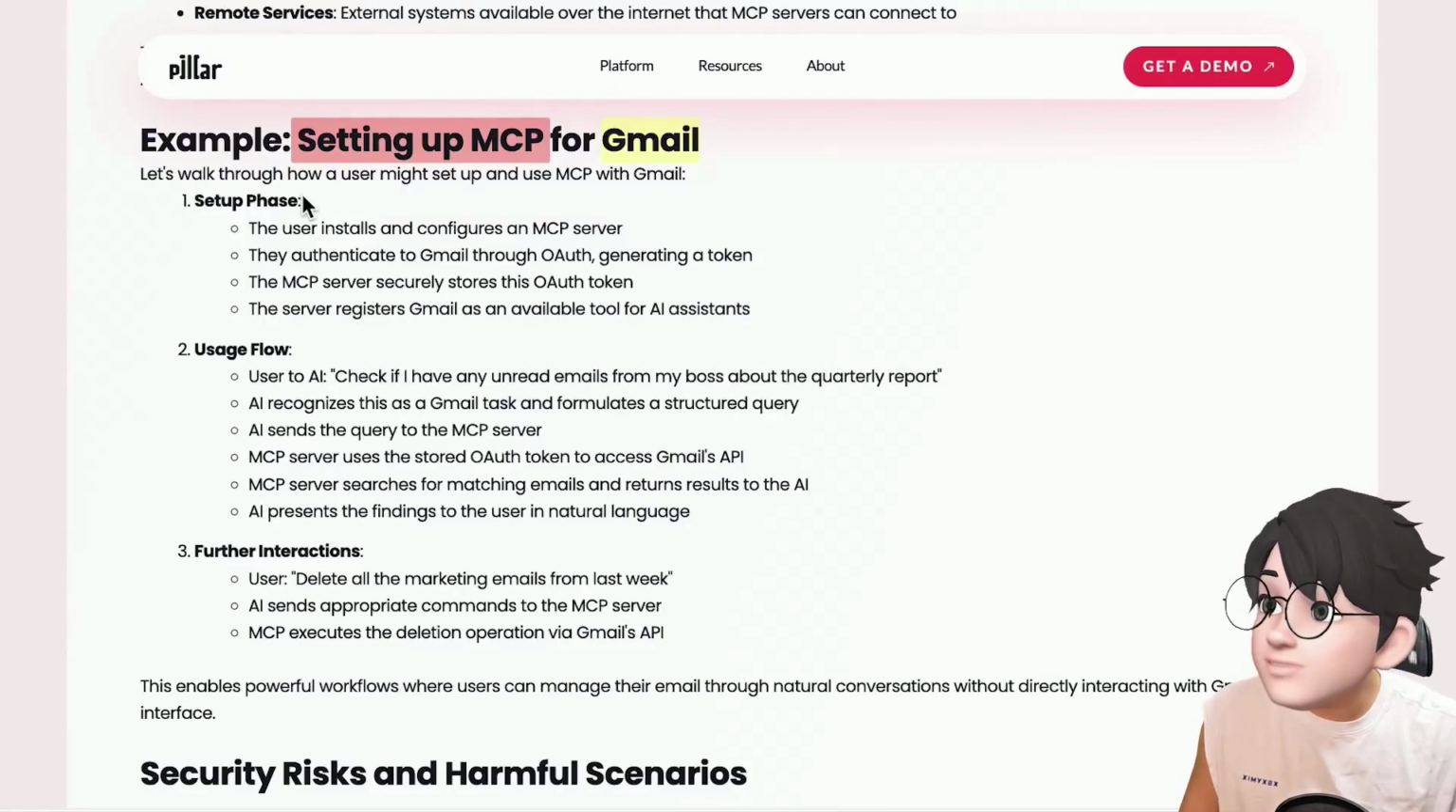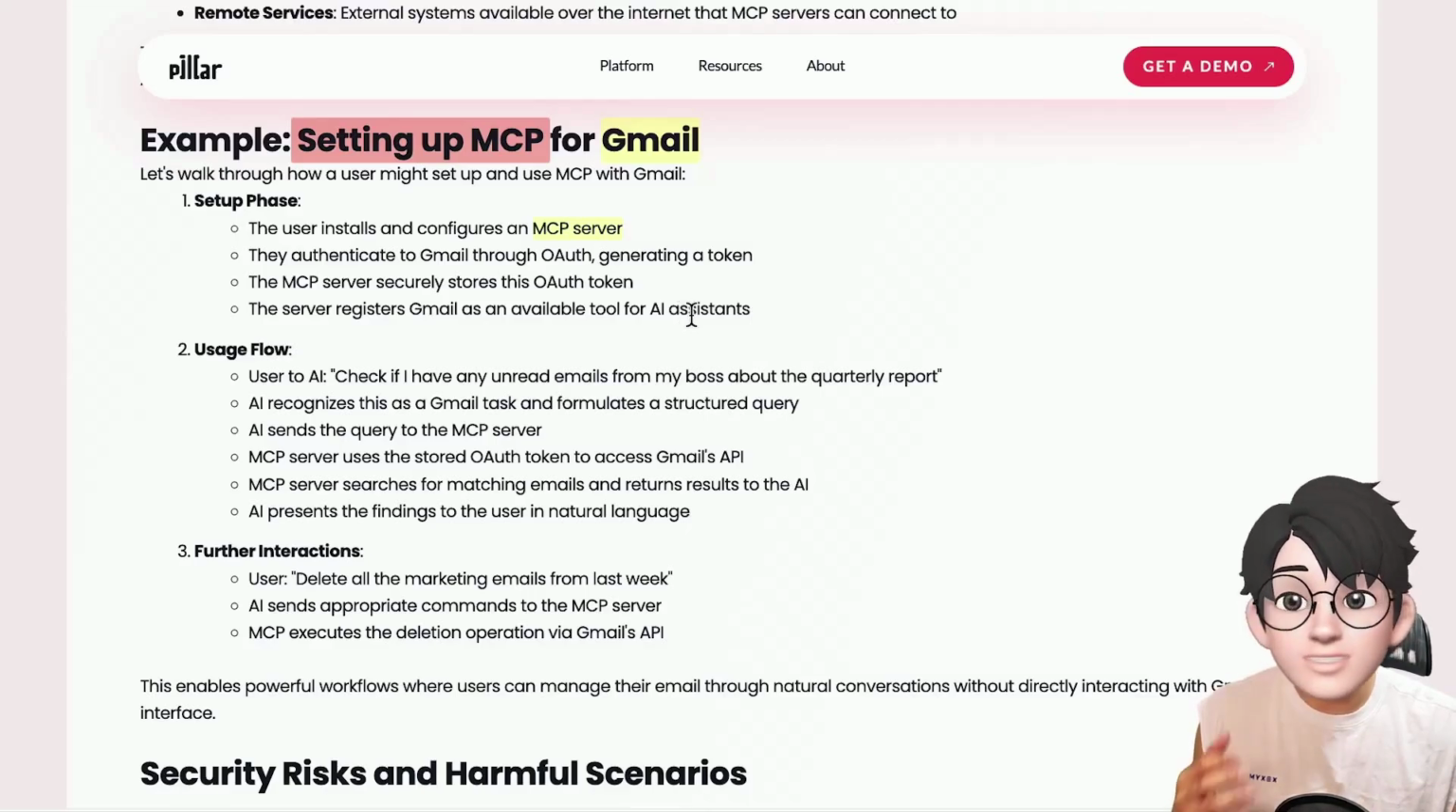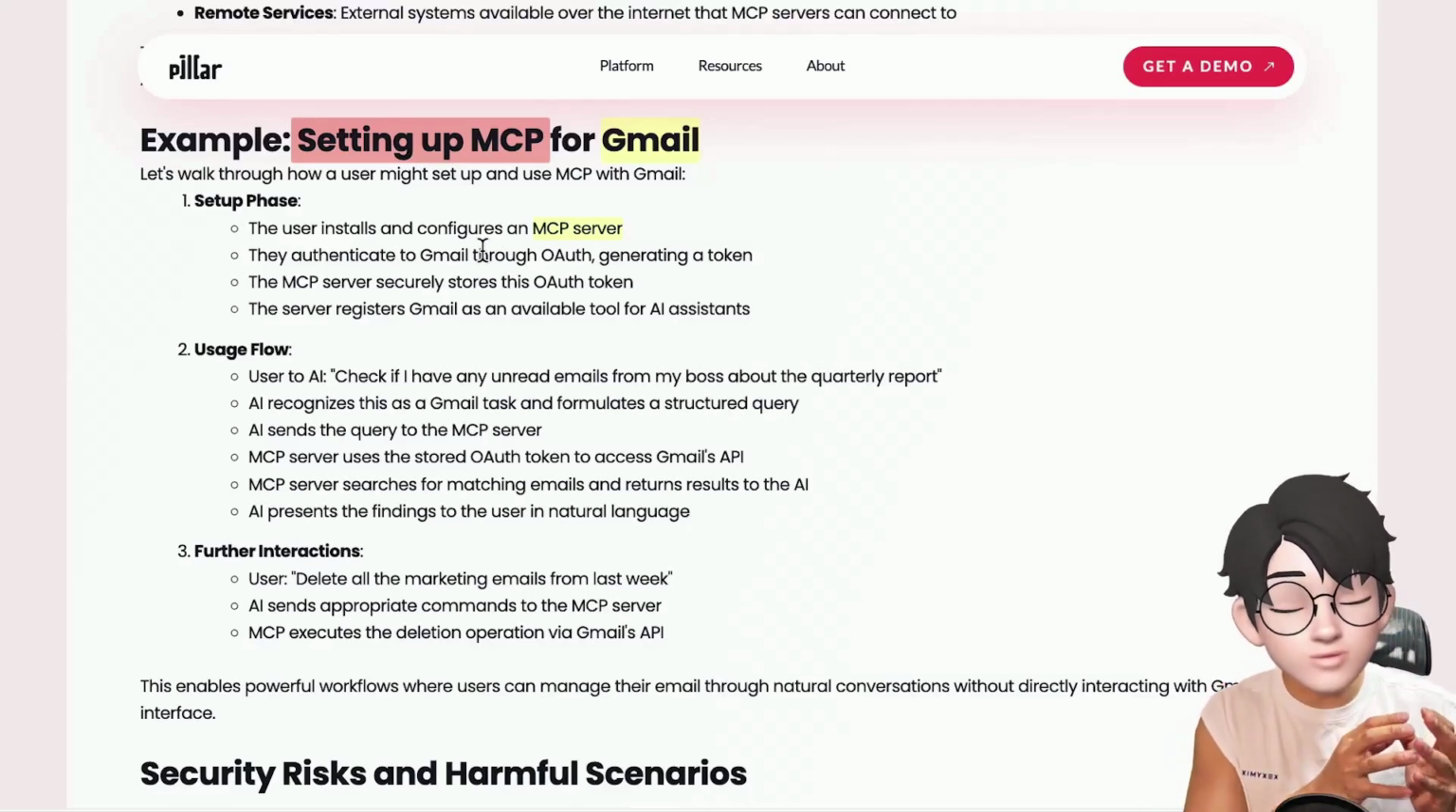Initially, we set it up. When setting it up, we need to install the MCP server for Gmail. I showed you how to do this last time. First, we'll install the MCP server on my computer. It could be in the Entropy program or Cursor AI.